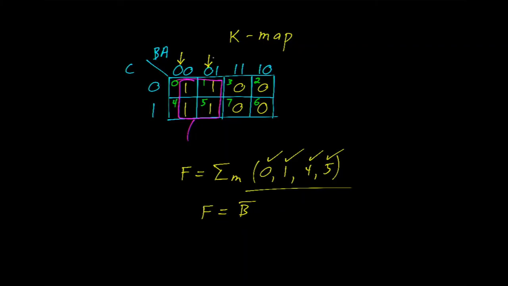Instead, the only thing we're interested in is this piece right here. If B is 0, we are in these first two columns. You'll notice that B is 1 here and here, and those two columns are not active. Therefore, we can say that the solution to this K-map is simply B0, which is exactly what we found earlier using Boolean algebra.